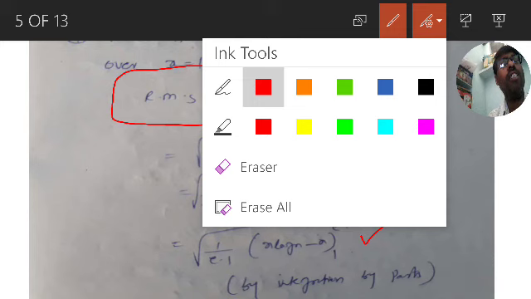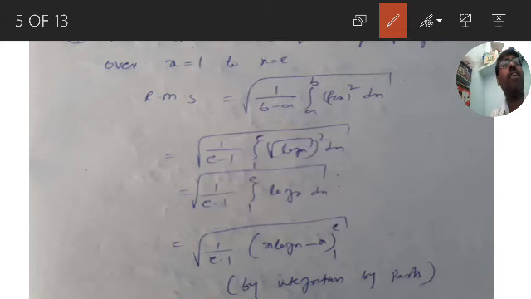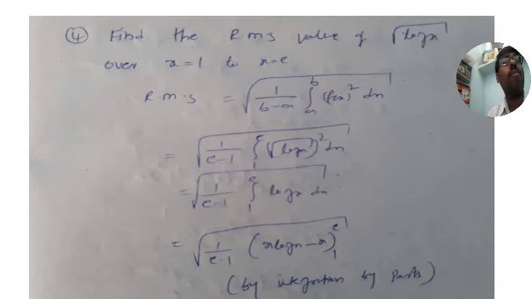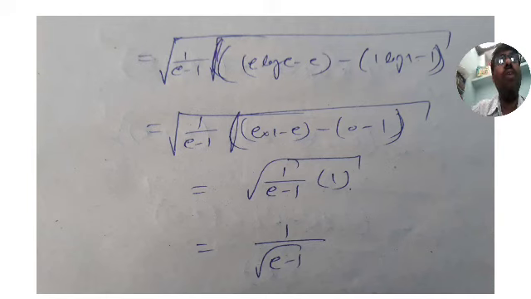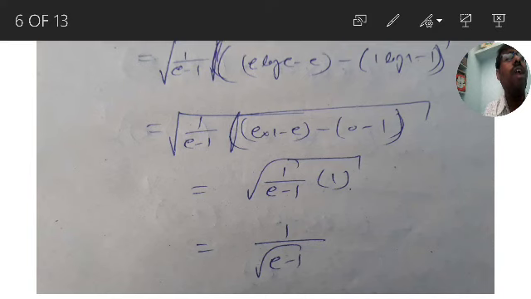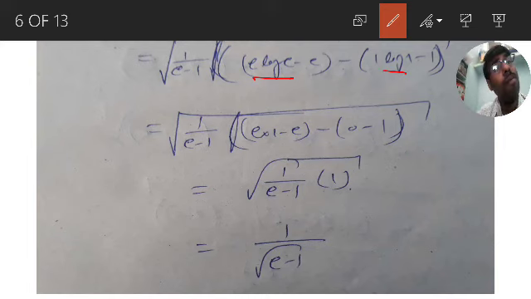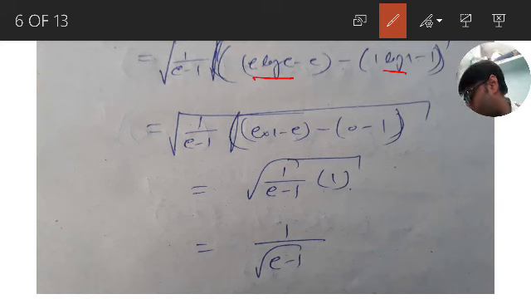So now let us apply upper limit minus lower limit. What is the upper limit? Square root of 1 by e minus 1 into upper limit is e, that is e log e minus e, and minus lower limit is 1, that is 1 log 1 minus 1. So what is the log e value? Log e value is 1 and log 1 value is 0. So you have to remember these. Again they are going to come. In the next problem also I think they are going to come. So what is log e?